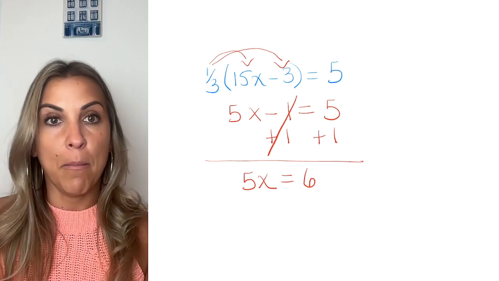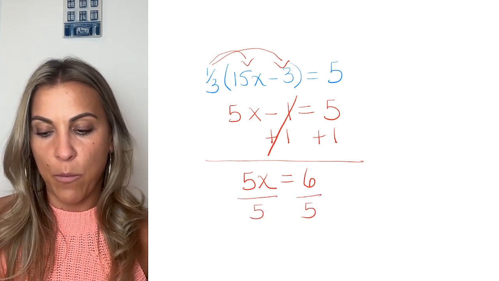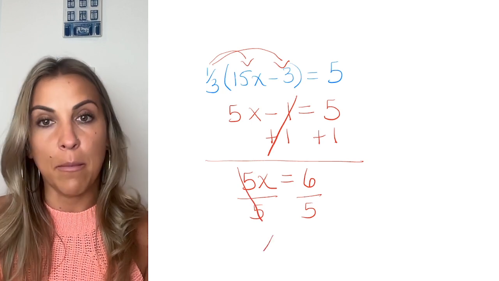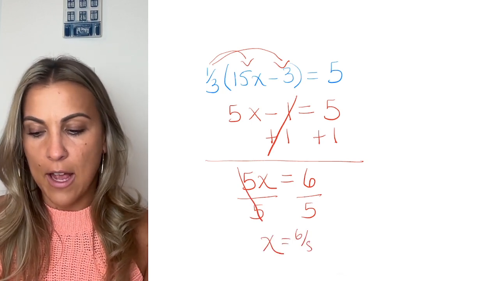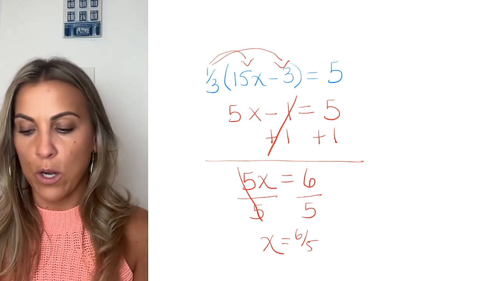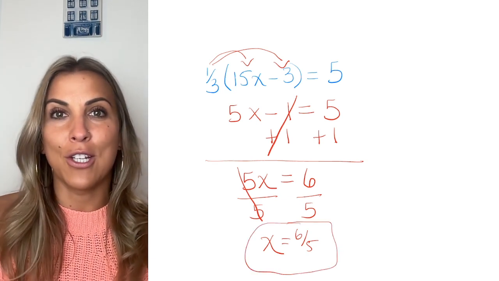So that x is being multiplied by 5. The inverse is to divide by 5. And when I divide by 5, on the left side, I'm left with just an x. And on the right side, I can leave my answer as just 6/5, or I can write it as 1 1/5, however I like. And that's how you solve equations that use the distributive property.